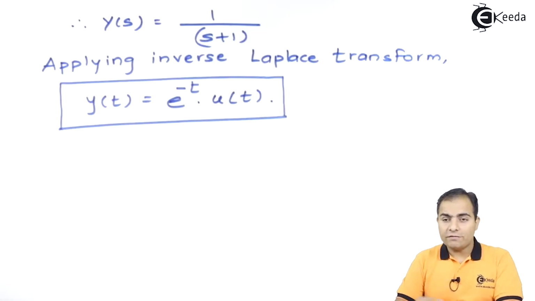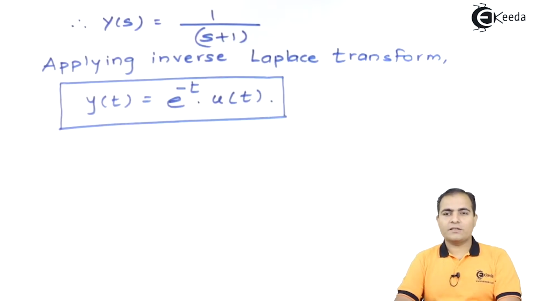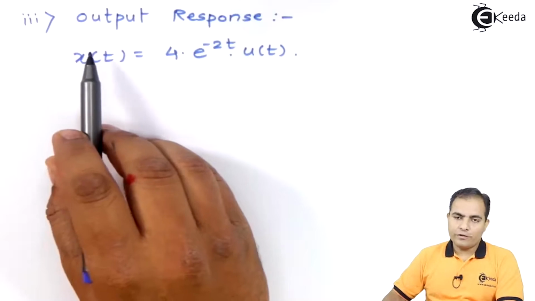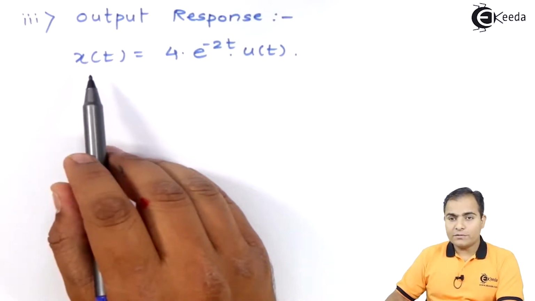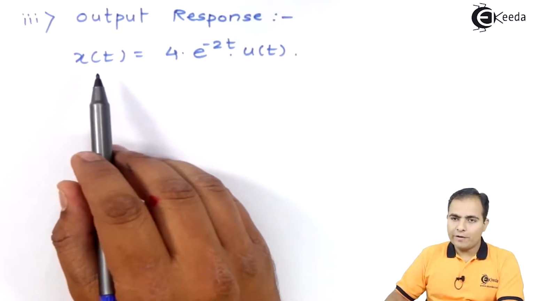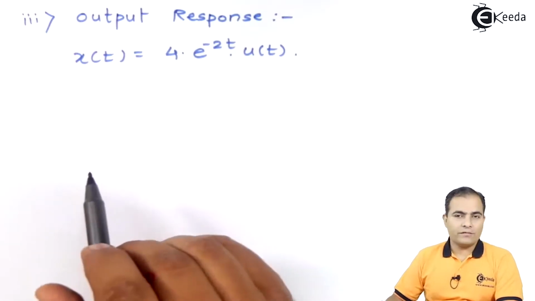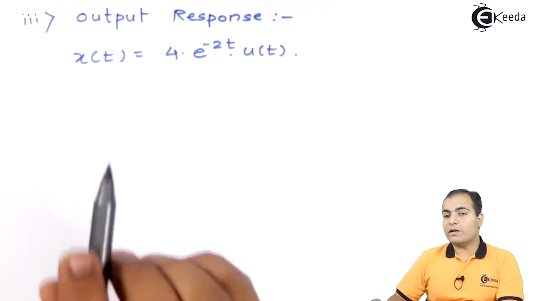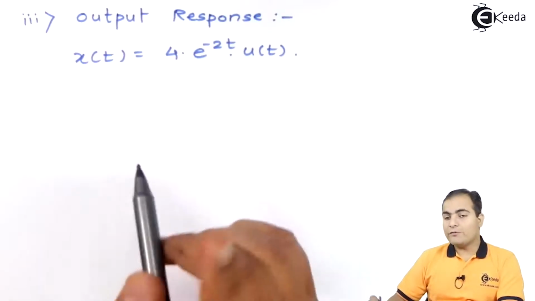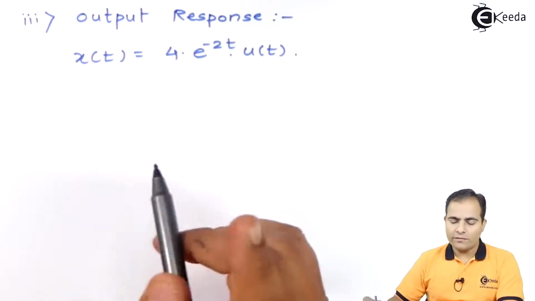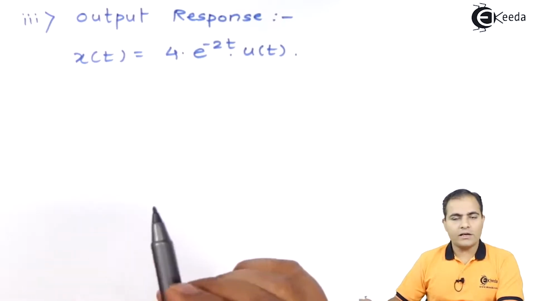What is mentioned? Find the output response where the input was given. So we'll find out the third part of this question, which is the last part. Now we are going to find out the output response. Basically, output response means we have to find out y of t. In equation number 1, the equation was y of s by x of s, which means the equation was already given in the Laplace domain. So if you find the inverse Laplace of it, of course your result will be in the time domain.